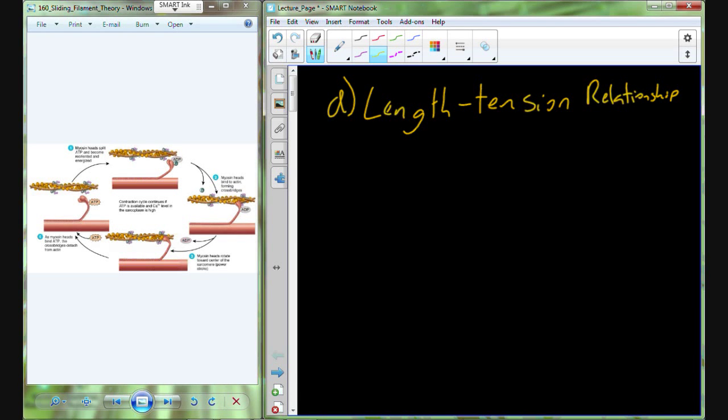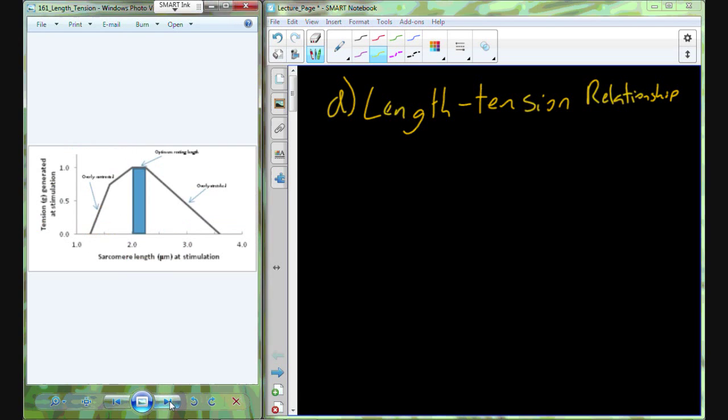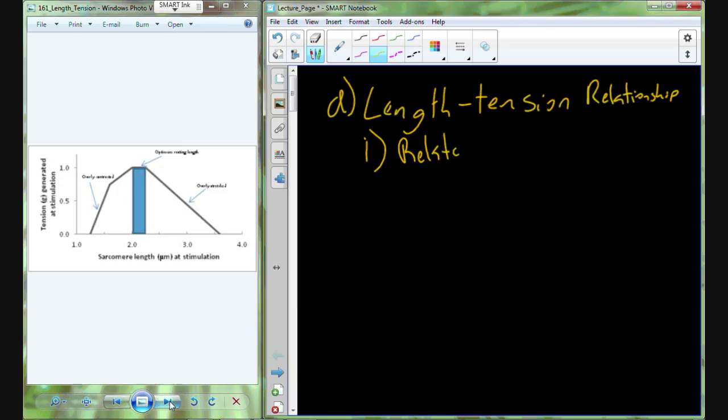All right, so now that we've made our way through how a muscle actually contracts, we can look at some of these basic physics and physiological type relationships. And the first one I want to talk about is the relationship known as the length tension relationship. The length tension relationship is going to be related to the length of the sarcomere.